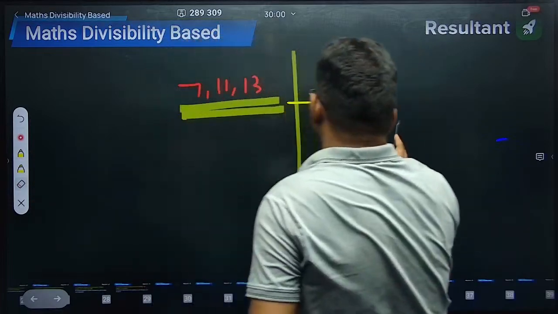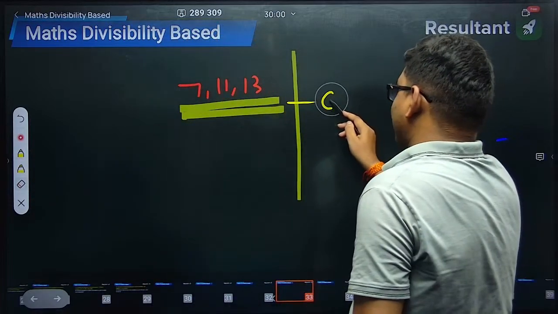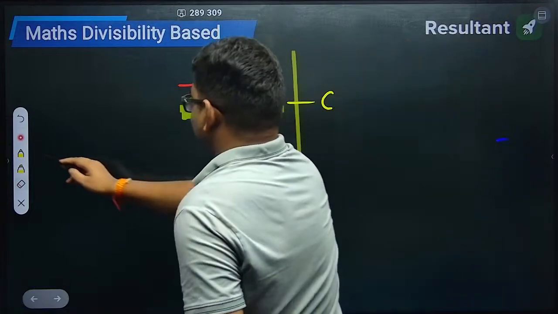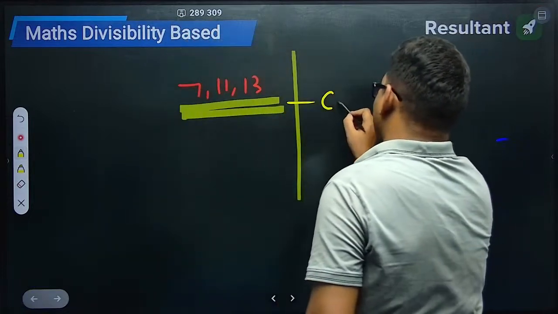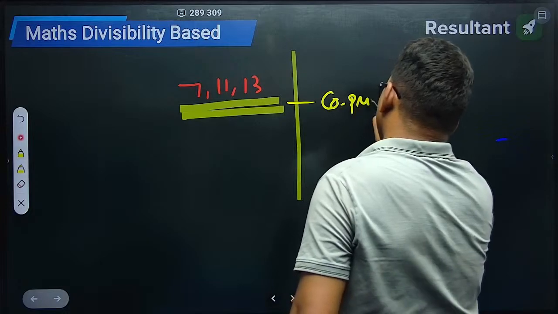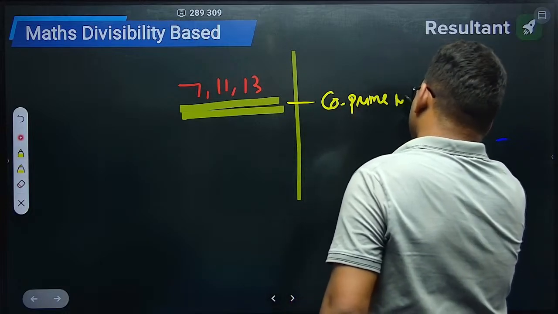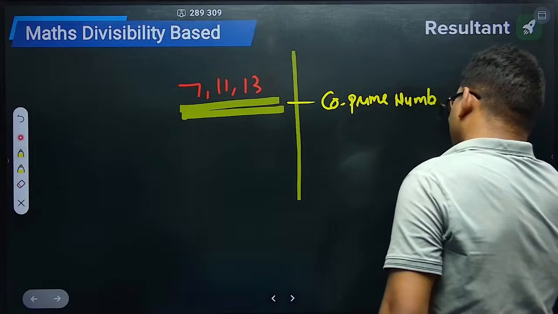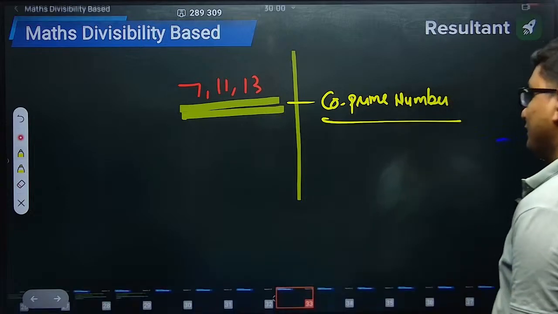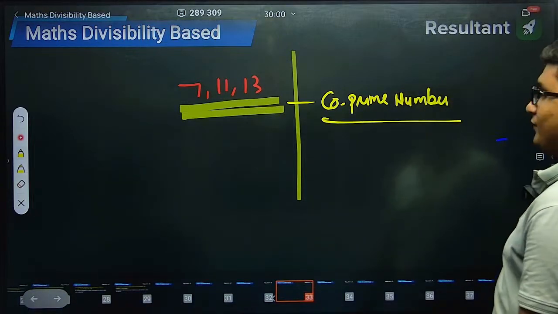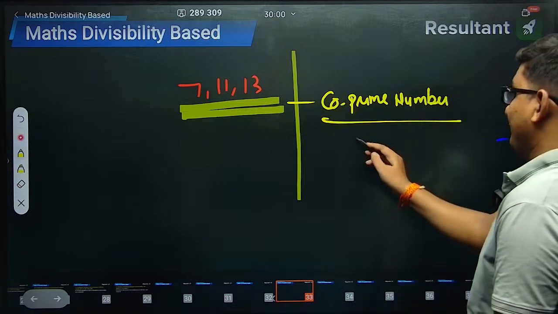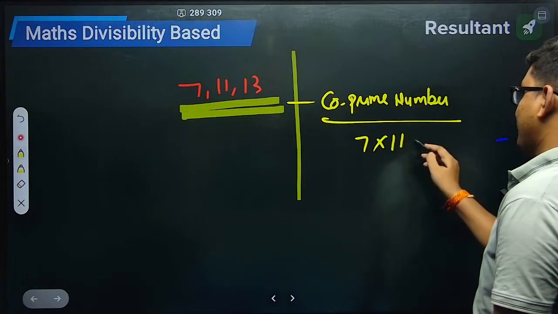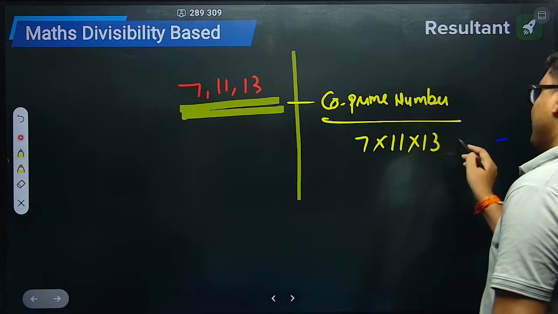And the divisibility of co-prime numbers creates a new divisibility. The divisibility of co-prime numbers, because 7 into 11 into 13 makes what?